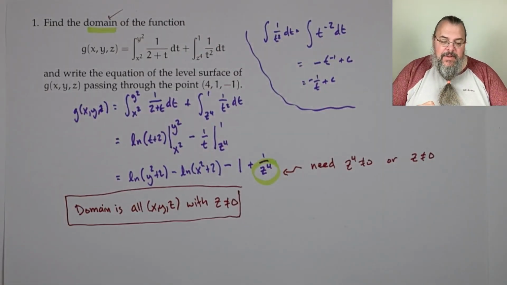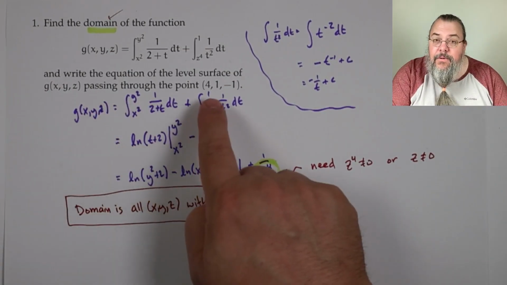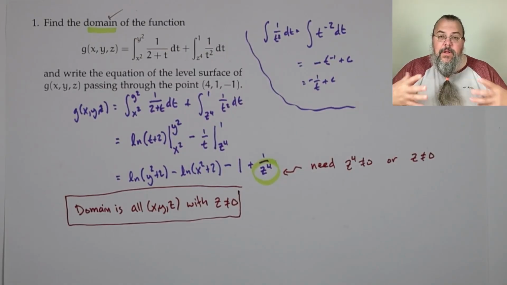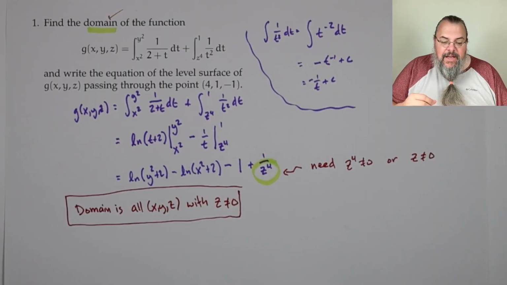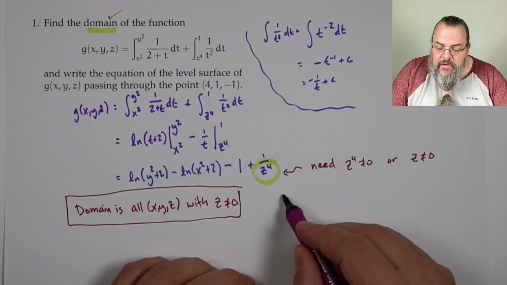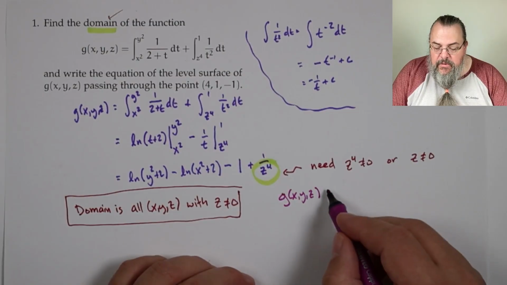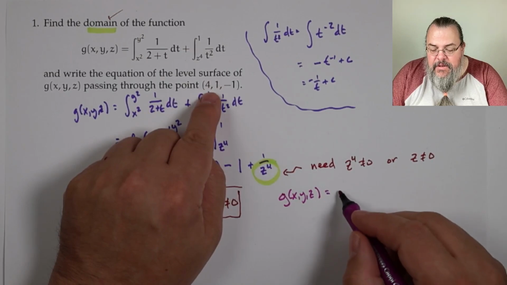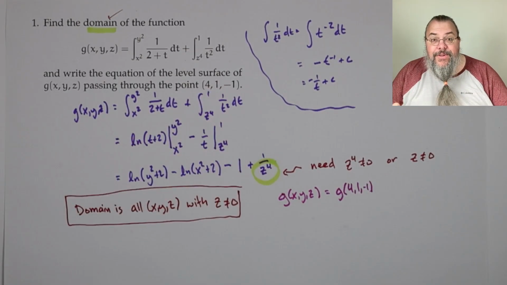There's still another part of the problem. Write the equation of the level surface passing through the point 4, 1, minus 1. So what do we do? Well, how do you find a level surface? You set the function equal to a constant. And if they specify a point, it's actually pretty straightforward what you need to do. You set the function, in our case g of x, y, z, equal to a constant. Which constant? Well, you have to make sure we include this point. So you plug the point into the function, and that gives you the right constant.